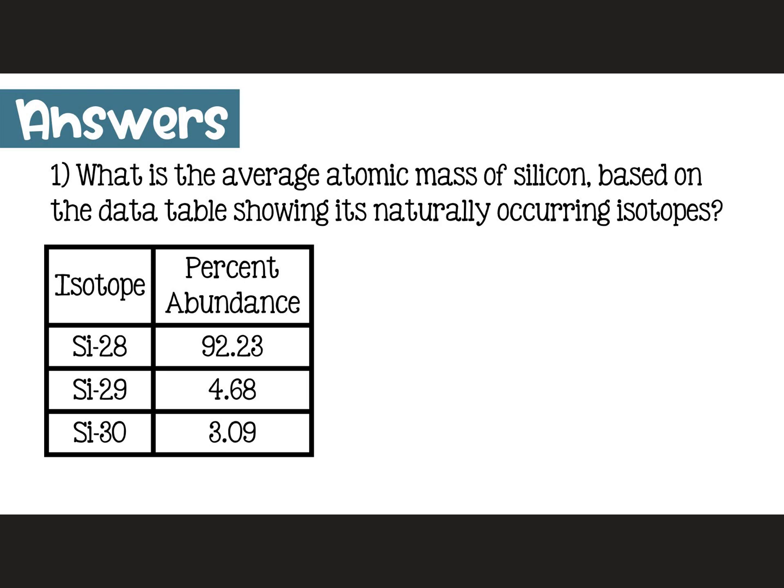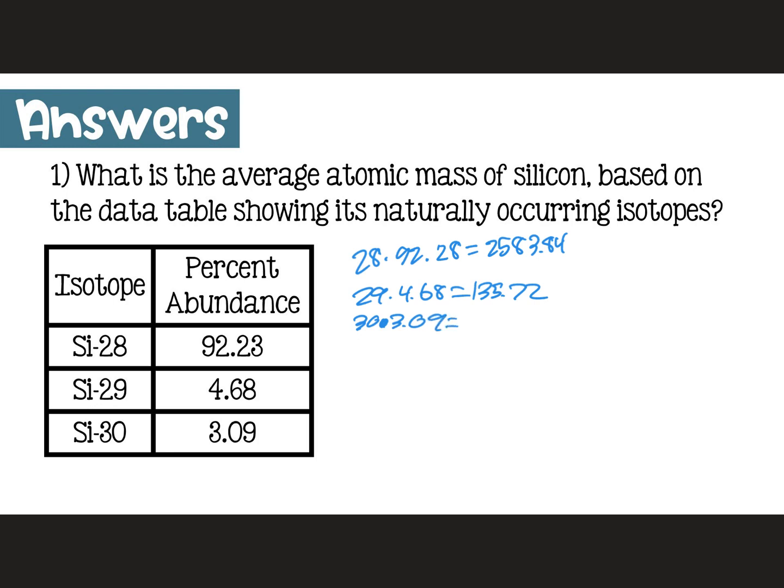What is the average atomic mass of silicon based on the data table showing its naturally occurring isotopes? Now, notice how silicon has three different isotopes, silicon 28, 29, and 30. That means we're going to have to do mass times percent abundance 3 different times. Let's do 28 times 92.23, 29 times 4.68, and 30 times 3.09.